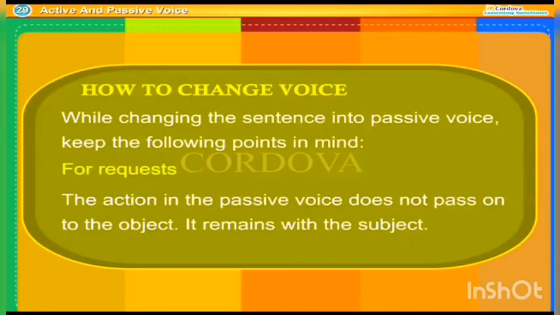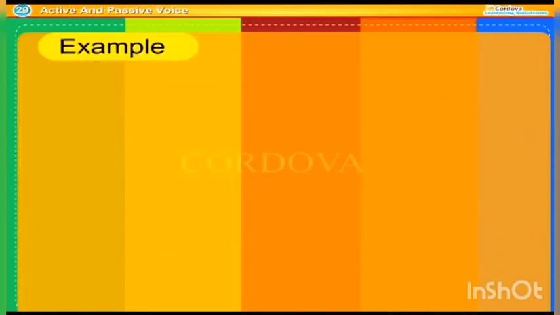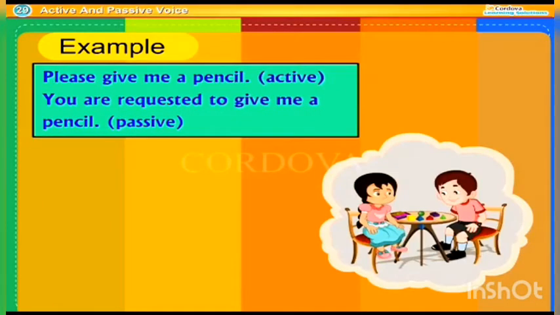How to change voice? While changing the sentence into passive voice, keep the following points in mind. For requests, the action in the passive voice does not pass on to the object. It remains with the subject. Example: Please give me a pencil. Active. You are requested to give me a pencil. Passive.